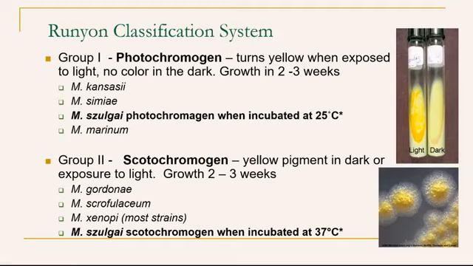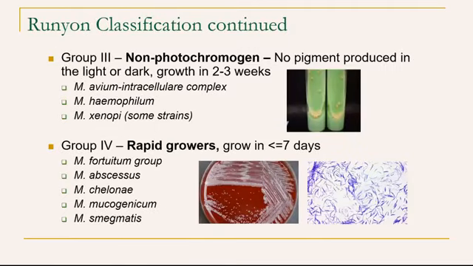Group 2, the scotochromogens, include some of the less common strains, such as M. gordonae, M. xenopi, and M. szulgai. Group 3, non-photochromogens, includes the very important species of M. avium intracellulare complex. And then group 4 are the rapid growers. They will grow in less than or equal to 7 days.